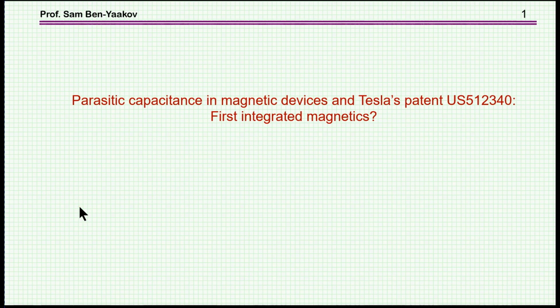Hi, I'm Ben-Yaakov. This presentation is entitled Parasitic Capacitance in Magnetic Devices and Tesla's patent US512340, or subtitled, Is it the first integrated magnetics?